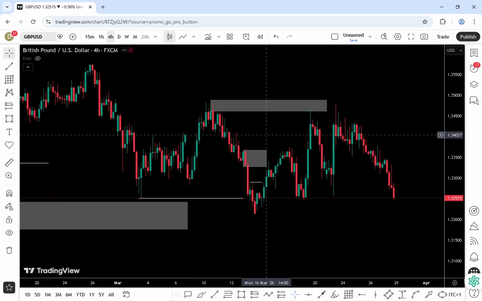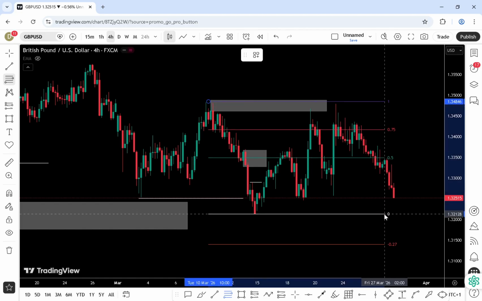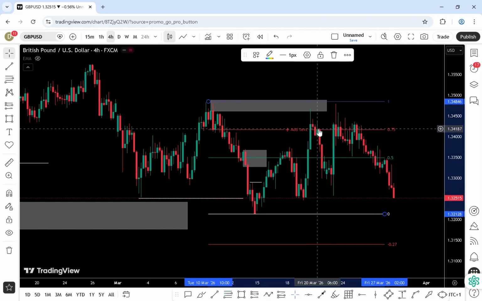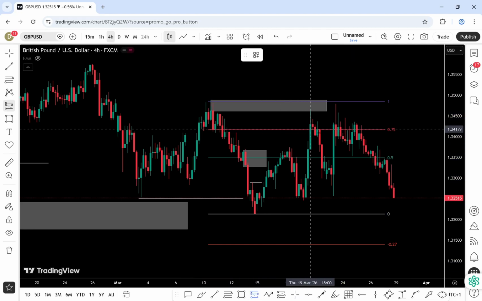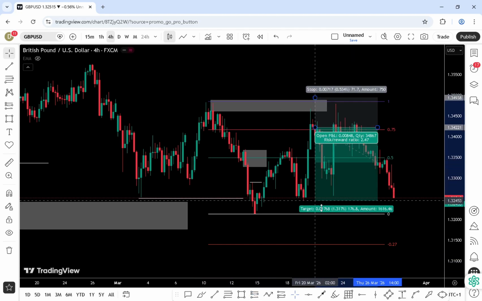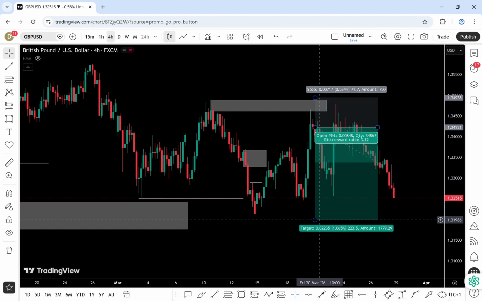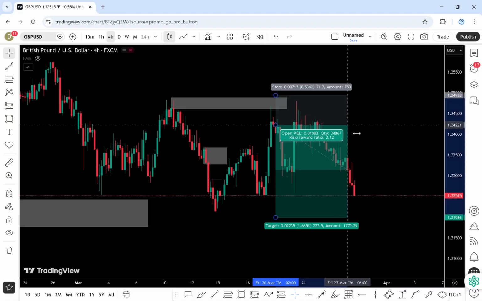But the system I used to execute is not the hidden POI. I use Fibonacci, the Fibonacci 75% pullback. That was what I used. I just take my Fibonacci from here to here and I execute my trade from this level, because I knew that this high must be protected and I'm targeting this level, at least 1 to 3. So this is the trade I had, the only trade I had last week.